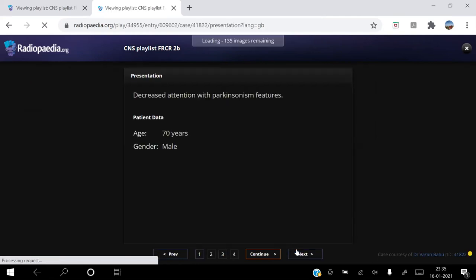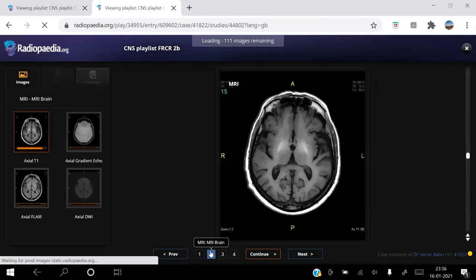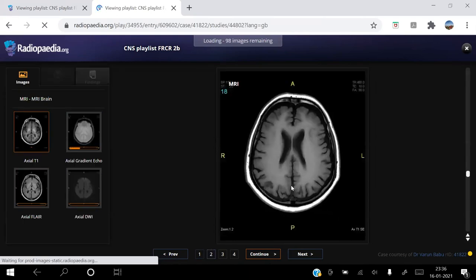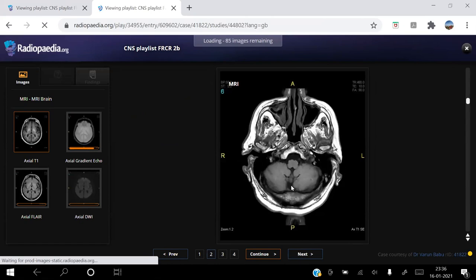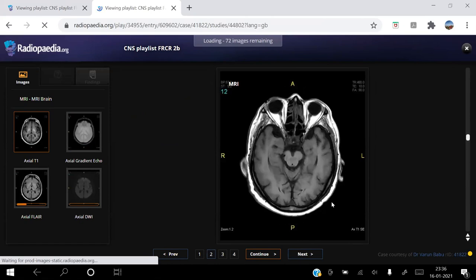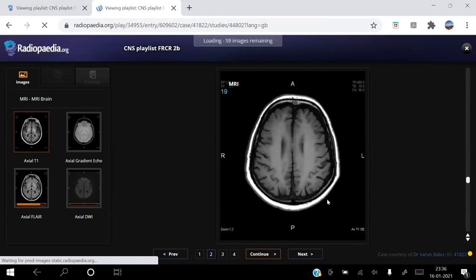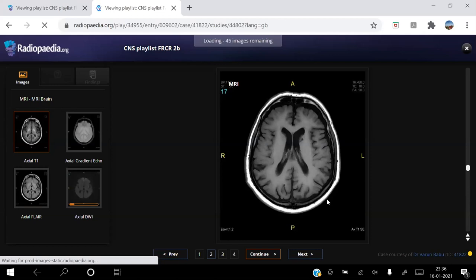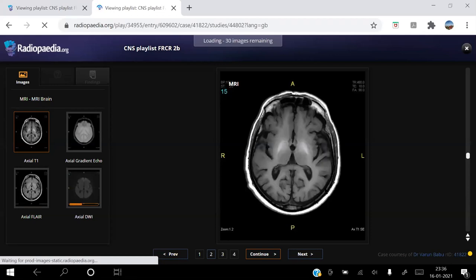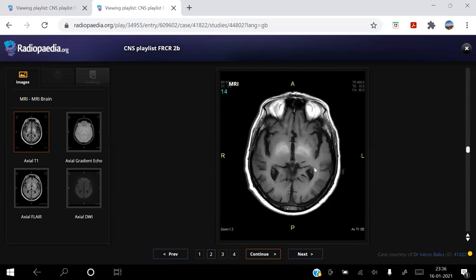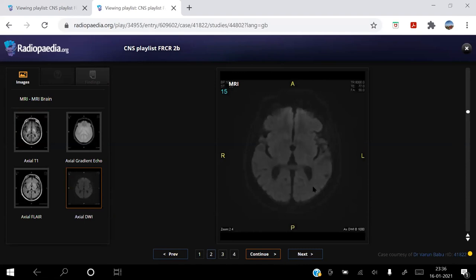So this is a 70-year-old male presenting with decreased attention with Parkinson's symptoms. These are the axial multisequential MR images of the brain of a 70-year-old man presenting with Parkinson-like symptoms. The most striking abnormality is the bilateral symmetrical T1 hyperintensities of bilateral basal ganglia, mainly the globus pallidi. There is no evidence of restricted diffusion or any volume loss.